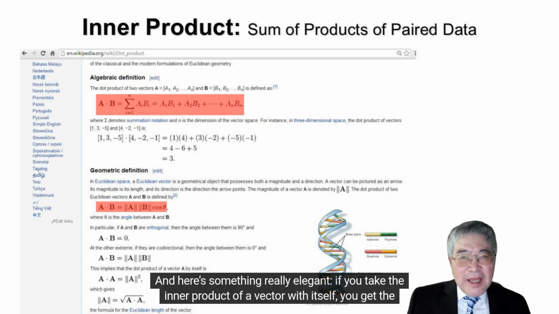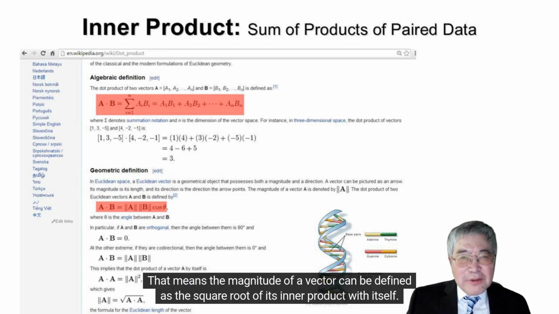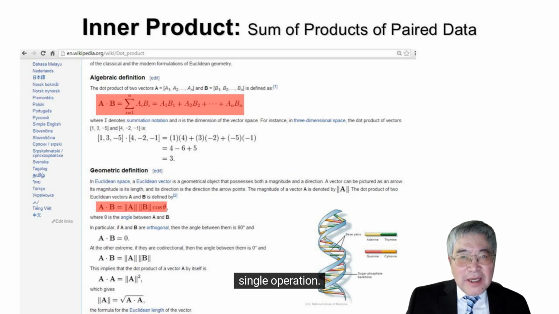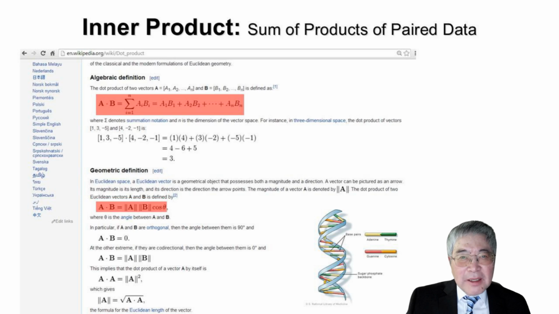And here's something really elegant. If you take the inner product of a vector with itself, you get the square of its length. That means the magnitude of a vector can be defined as the square root of its inner product with itself. In summary, the inner product captures three things at once: length, angle, and alignment, all in a single operation. And that makes it the foundation for everything we'll do with Fourier series.